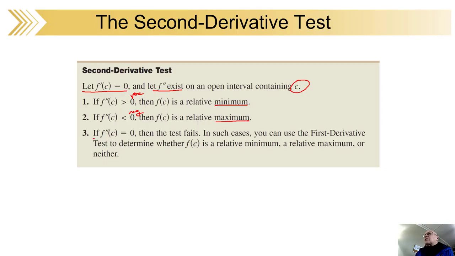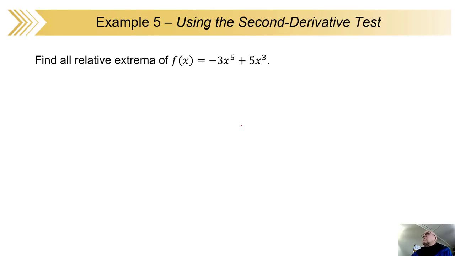If the second derivative is 0, the test fails, and this is supposed to be a frowny face. In that case, you have to use the first derivative to figure out whether it's a relative maximum, relative minimum, or none of those at all.